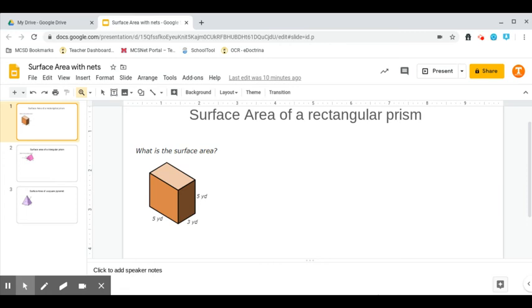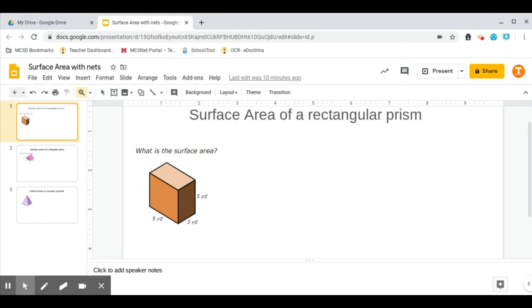All right, so we're going to do surface area of different shapes. We're going to do surface area of a rectangular prism, surface area of a triangular prism, and surface area of a square pyramid.